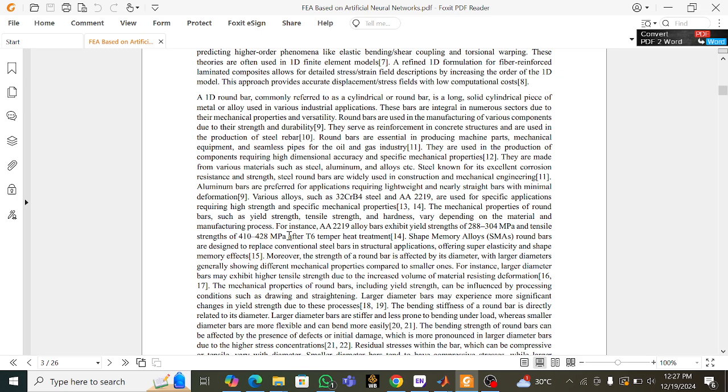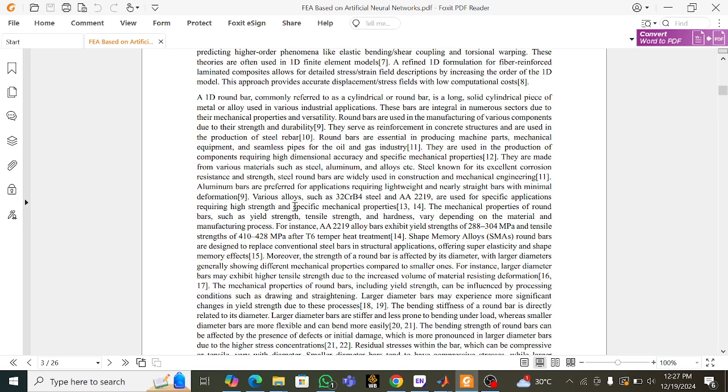These bars are integral in numerous sectors due to their mechanical properties and versatility. Round bars are used in the manufacturing of various components due to their strength and durability. Round bars are essential in producing machine parts, mechanical equipment, and seamless pipes for the oil and gas industries. In this paragraph I explain what a round bar is, their application, their material properties, each and everything in detail, and also the material from which the round bar is made.